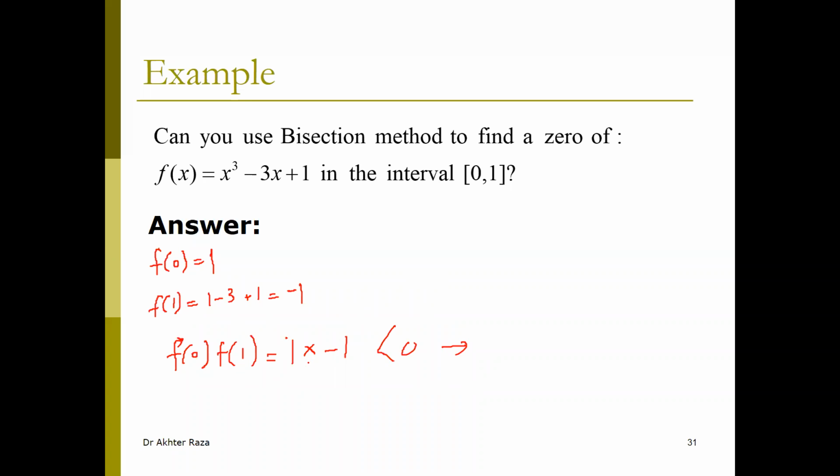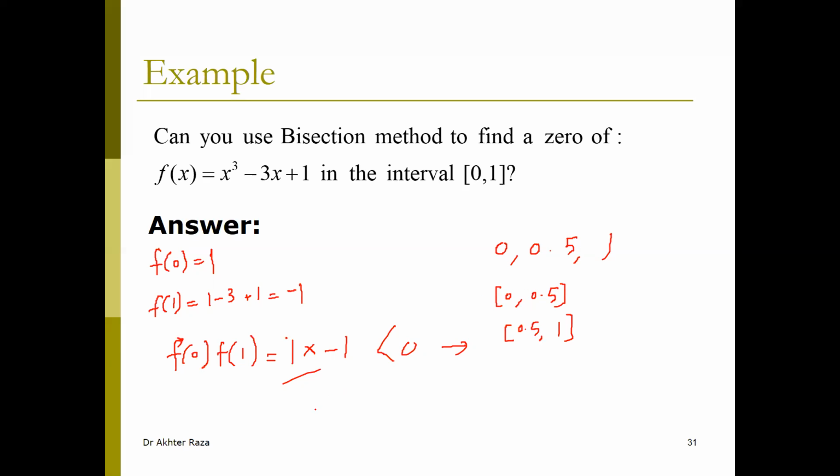Yes, the root exists within that interval. If the root exists, we can determine it by taking the midpoint. The midpoint of 0 and 1 is 0.5. So now we have two intervals: one from 0 to 0.5, and another from 0.5 to 1. Either the root will exist within this interval or within that one, and then we can check.